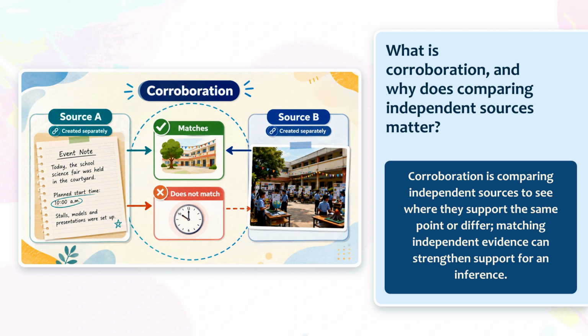Use the matches and does not match boxes. What is corroboration, and why does comparing independent sources matter? The 2-source comparison gives the rule. Corroboration is comparing independent sources to see where they support the same point or differ. Matching independent evidence can strengthen support for an inference. The second source matters because it was created separately.